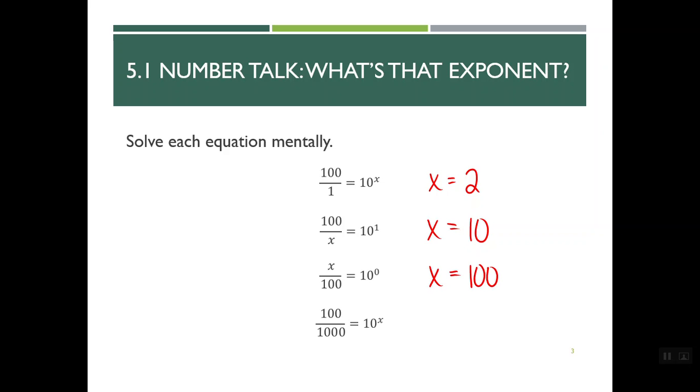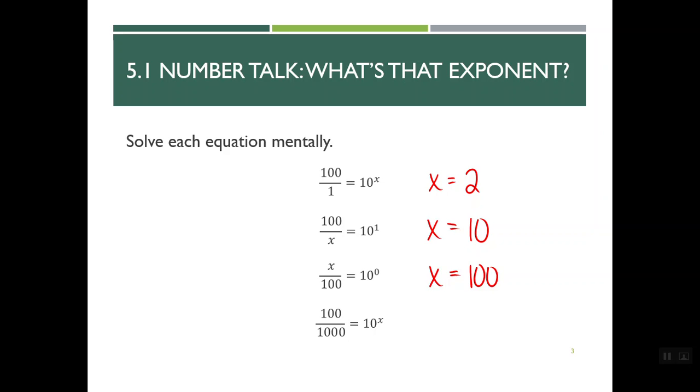And the last one is 100 over 1,000 equals 10 to what power? So this is kind of where these negative exponents are going to come into play. If you're looking at the pattern on the right side of these equations, we can see we go from 2, 1, 0, and if we're following that pattern, this x would be a negative 1.